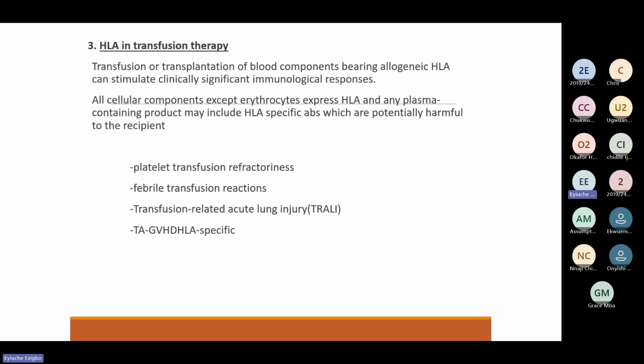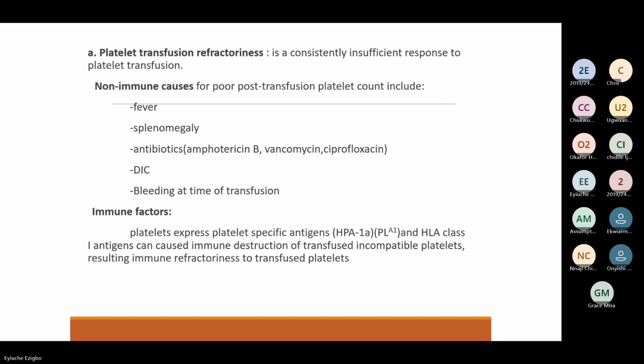So in transfusion, HLA can actually cause platelet transfusion refractoriness. It can cause febrile transfusion reactions. It can cause transfusion-related acute lung injury. It can cause transfusion versus host disease. Okay. So we handle some of those.